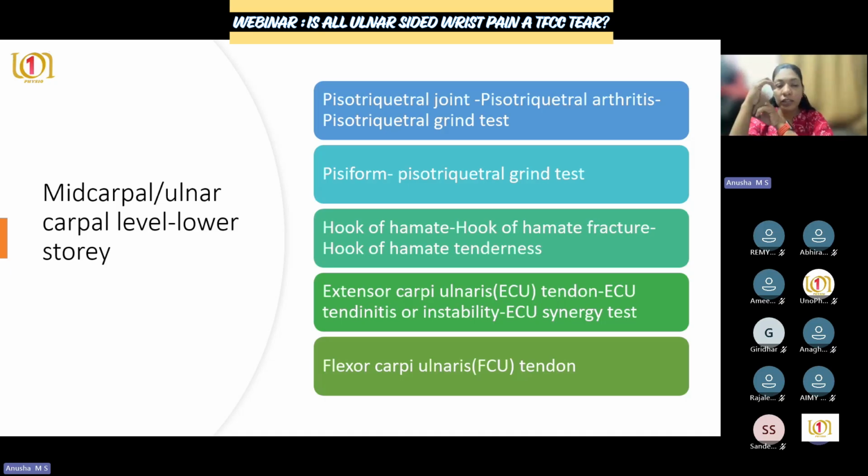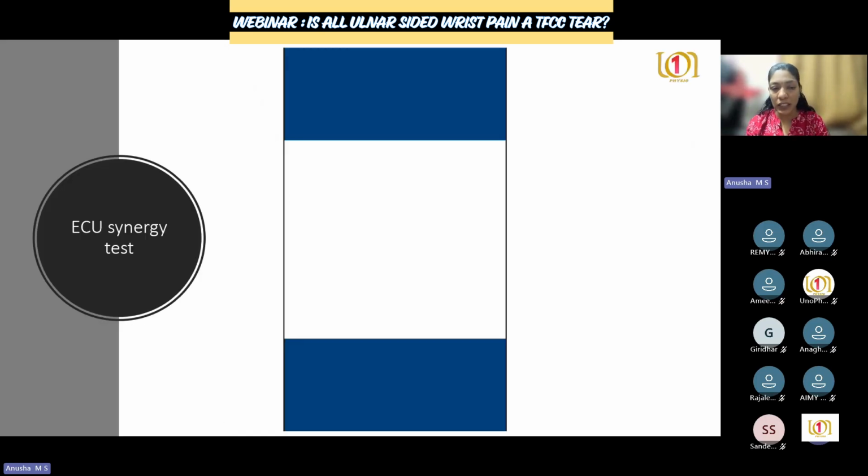And the most important test in this lower story is the ECU test, that is the ECU synergy test. This test is to be performed in order to find out ECU instability, extensor carpi ulnaris instability. You can see by performing this test.